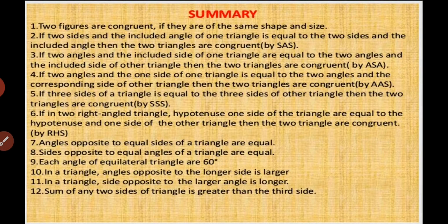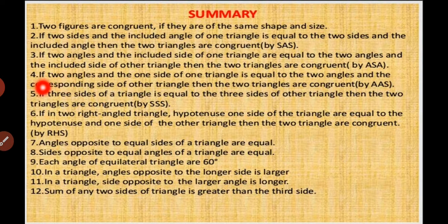The summary of this chapter: number 1, two figures are congruent if they are of the same shape and size. Number 2, if two sides and the included angle of one triangle are equal to the two sides and the included angle of another, then the two triangles are congruent by side-angle-side. Number 3, if two angles and the included side of one triangle are equal to the two angles and the included side of the other triangle, then the two triangles are congruent by ASA criteria.